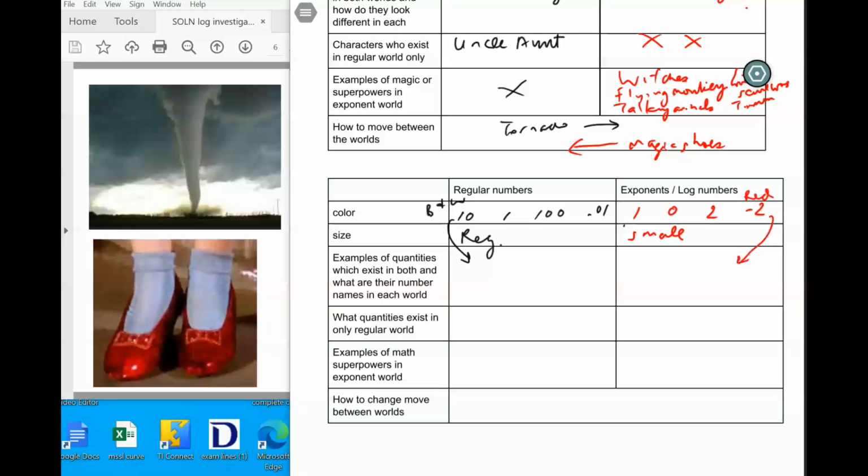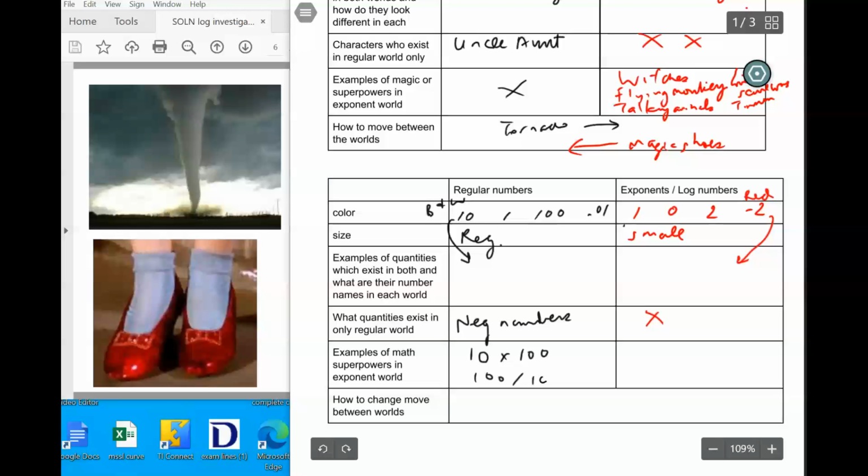What quantities exist only in the regular world? So remember, negative numbers don't exist in the land of log. Okay? Examples of math superpowers in the exponent world, for example, multiplication and division. So let's do multiplication. We'll do 10 times 100. And for division, we'll do 100 divided by 10.